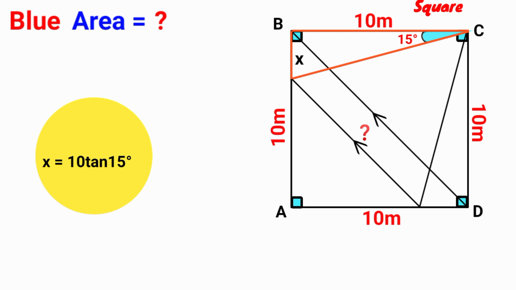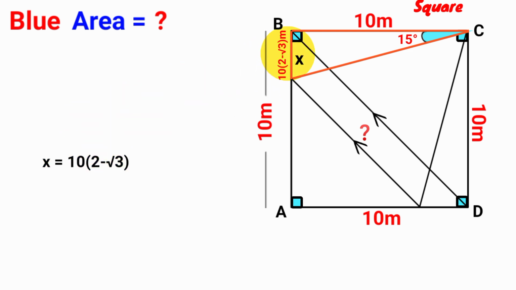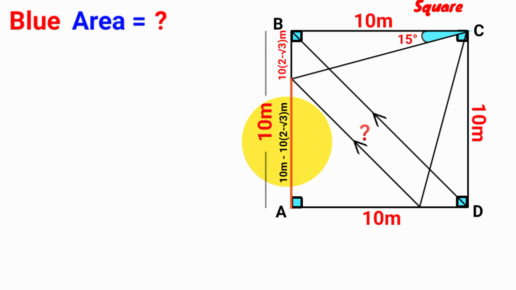The tan ratio of 15 degrees is 2 minus root 3. So x equals 10 (2 minus root 3). That is, the length of this side is 10 (2 minus root 3) meters. Recall, the whole length of line AB is 10 meters. So since this is 10 (2 minus root 3) meters, this must be 10 meters minus 10 (2 minus root 3) meters.